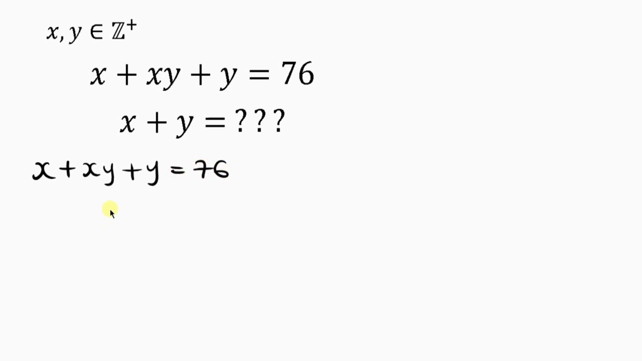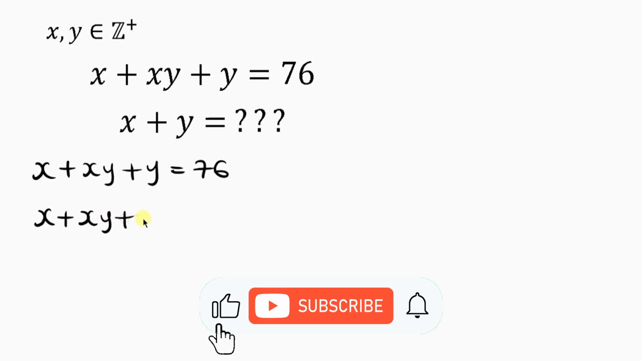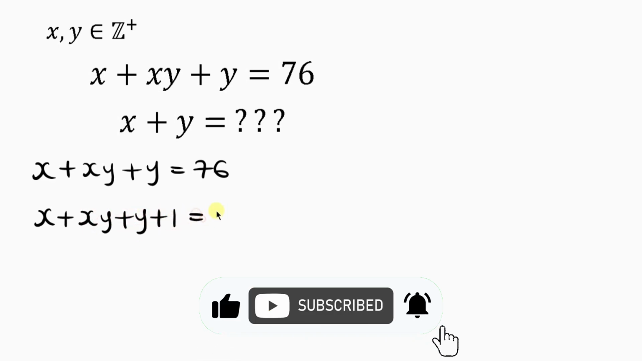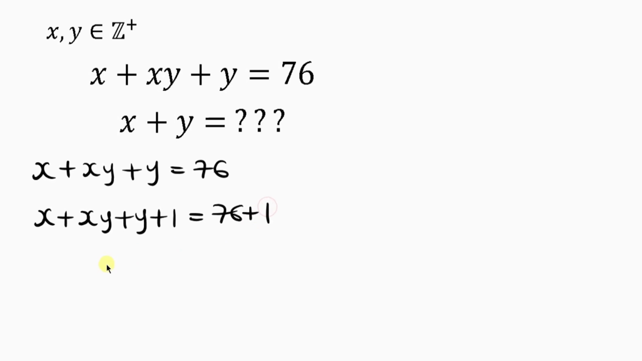Our first step is to add 1 to both sides. The reason I'm adding 1 to both sides is so that I can factorize this left-hand side. So let's add 1 to both sides of the equation. We have x plus xy plus y, now add 1 to this side and also add 1 to the right-hand side. So now let's factorize. x is common, so bring out x. So x divided by x is 1, plus xy divided by x is y, plus y plus 1 equal to 76 plus 1, which is going to be 77.